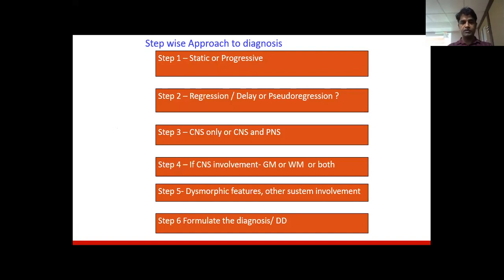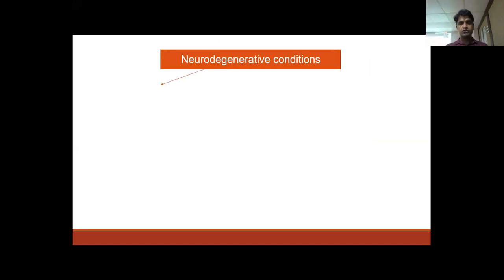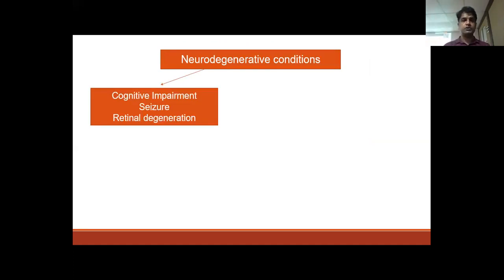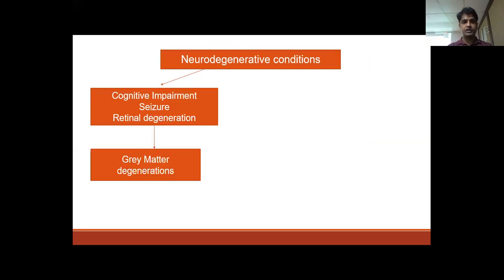And then from the history and clinical examination, you formulate your differential diagnosis, and the differential diagnosis will come towards the end. Now, neurodegenerative conditions in a flow chart. There is cognitive impairment, seizure, retinal degeneration. So they are in favor of a gray matter degeneration. And the next question is: is there associated hepatosplenomegaly or no hepatosplenomegaly?